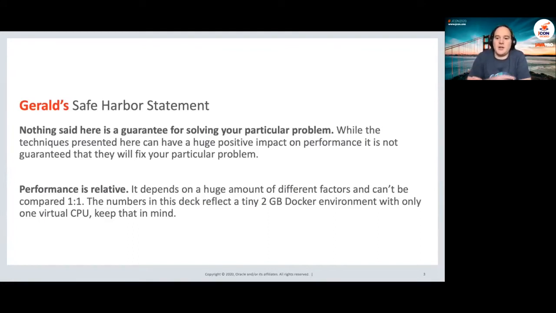The numbers that you will see here are a little bit tweaked to make them a little bit more prominent. Everything I show here is running on a tiny little 2 GB Docker container on my 16 gig MacBook. That should not necessarily reflect the numbers that you would see on a server somewhere in the cloud. So don't take the numbers one-to-one as you go on to your production environments or your test environments. As said, performance is relative.